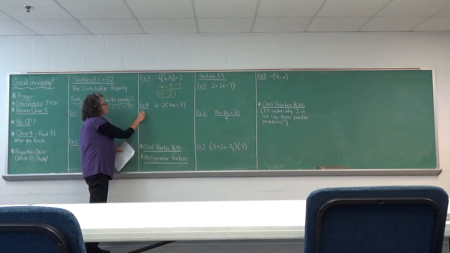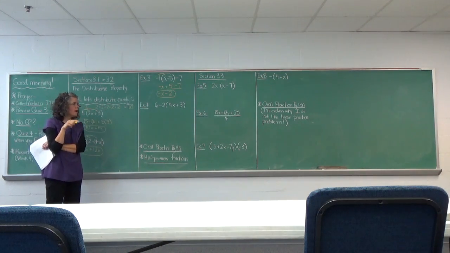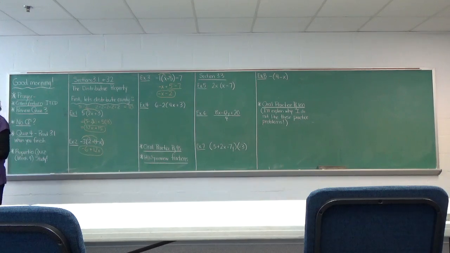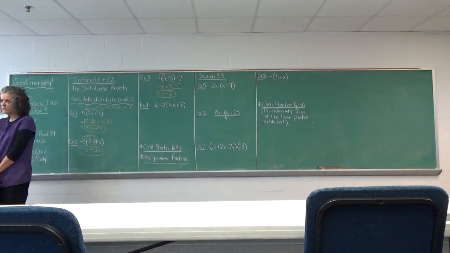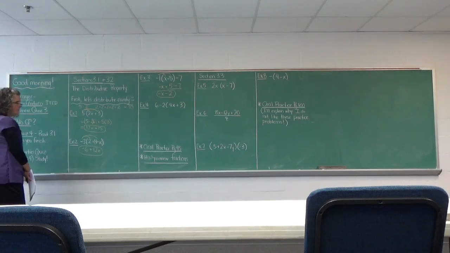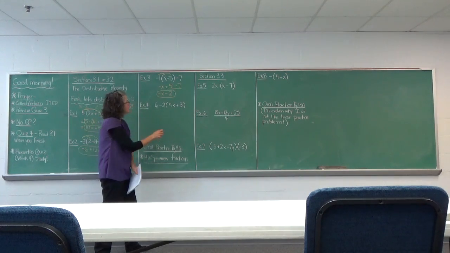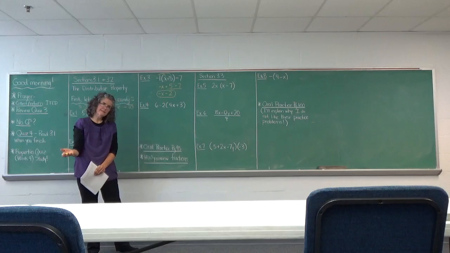Now, I want you to copy down example 4. 6 minus 2 times the quantity 4x plus 3. Write down what you think would be the first step for this problem. Just the first step. What does order of operations say that we need to do first? Parentheses. Can we do 4x plus 3? No. We can't. Okay, so we can't do that. What would we do next then if we can't do that?